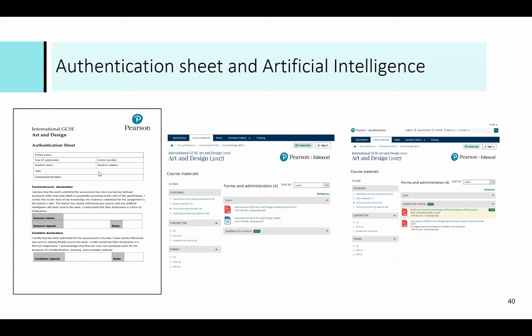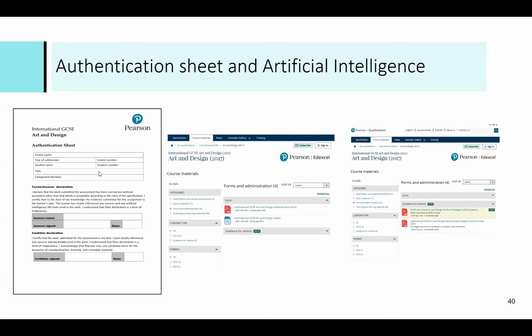A copy of that example is shown on the left-hand side of the screen. The screenshot in the middle shows you how to find the authentication form under Course Materials and Forms and Administration. So you go to Course Materials, Forms and Administration, and then you see the authentication sheet.